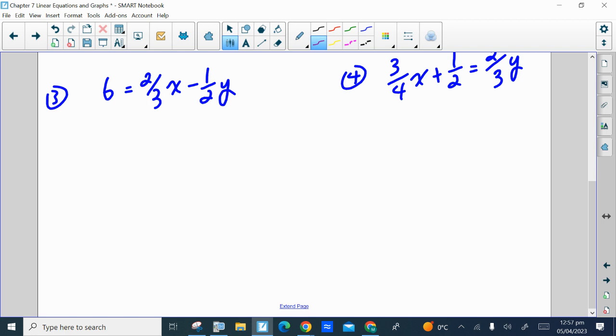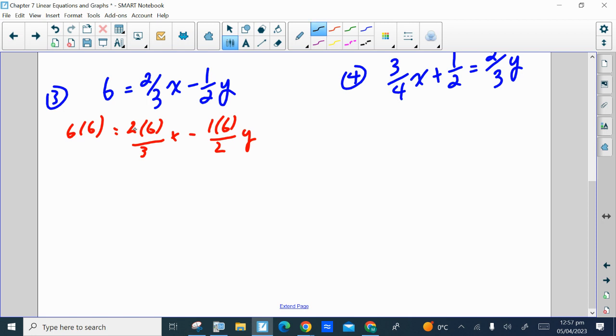Liam, what do you think we do for number 3? The least common multiple of 3 and 2 is what? 6. That's the common denominator. So now you're going to multiply everything by 6. So the 6 that's on the left side gets multiplied by 6. All the terms get multiplied by 6. So that's what that shows.